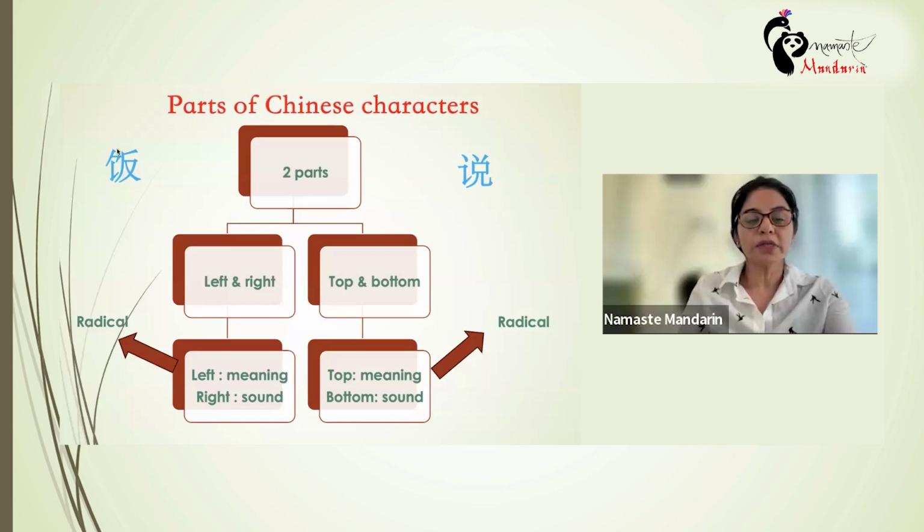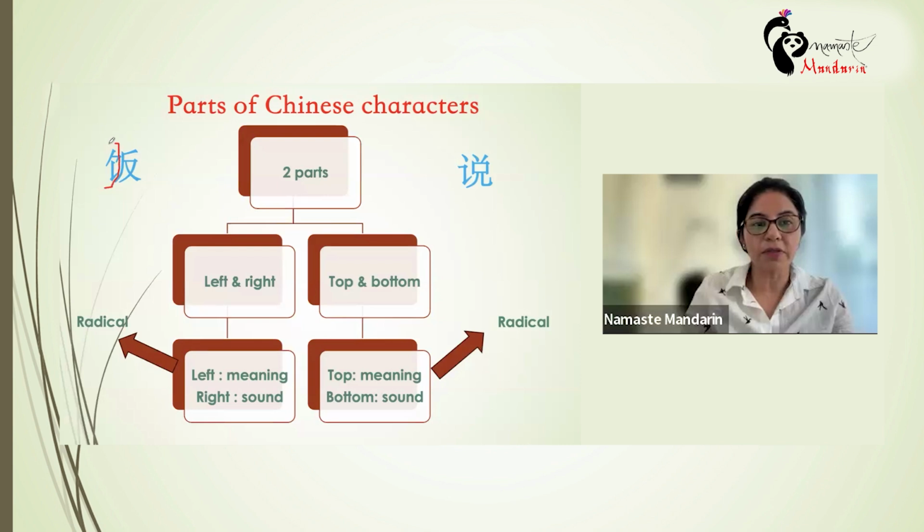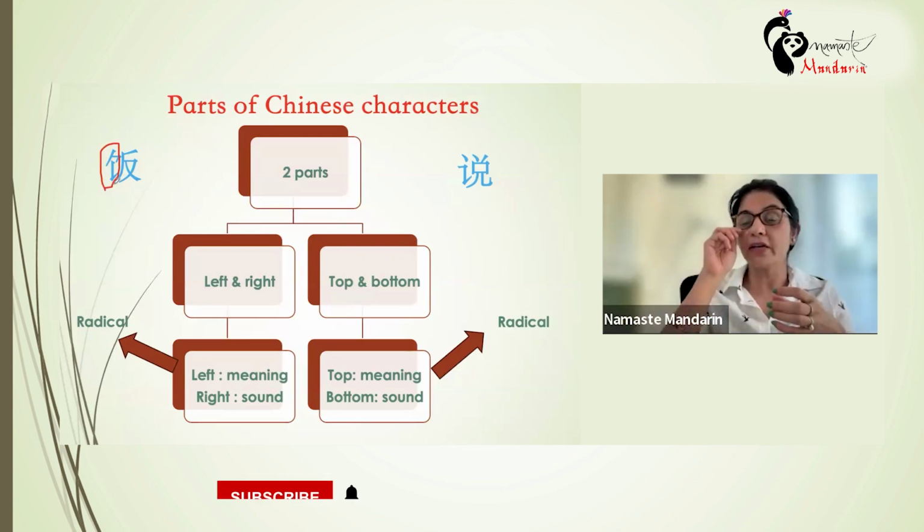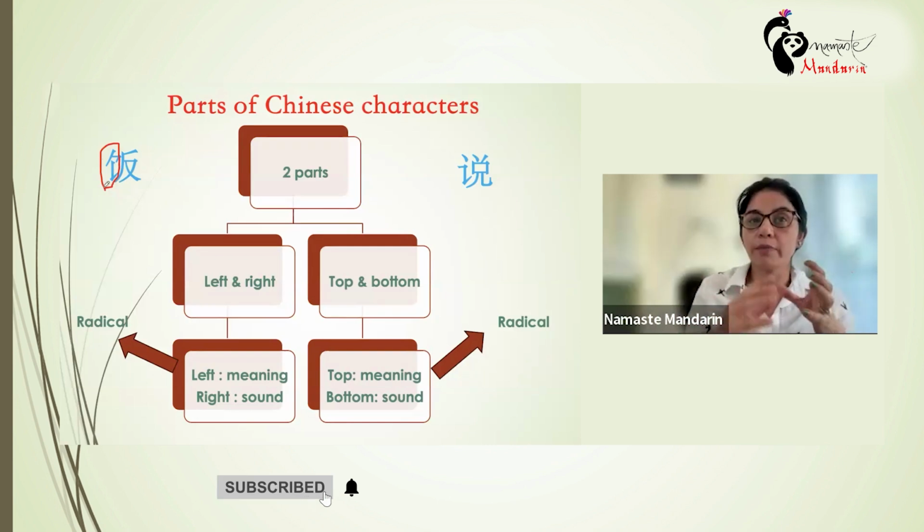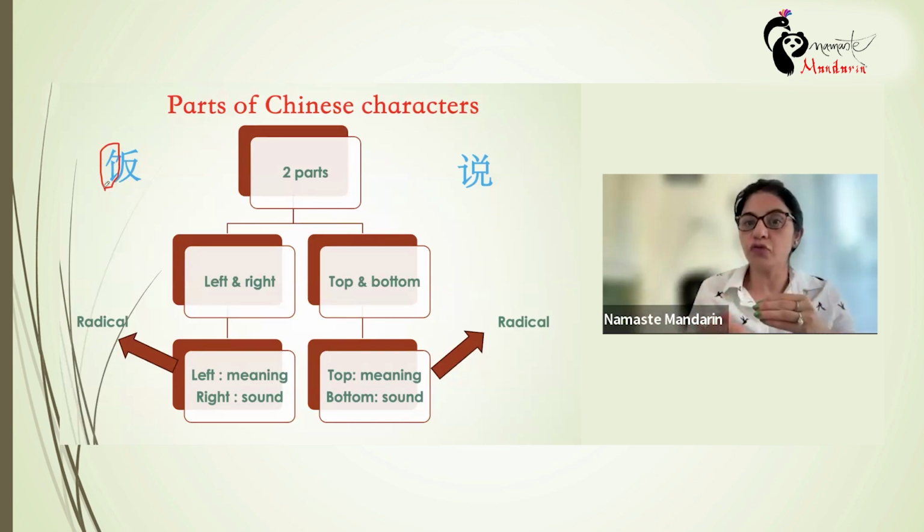Okay, now if you can see this one, this is the left part here. It's very difficult to separate, but this is the left part and this is the right part. Now this left part is a radical. It is a radical for food. So many of the things which are related to food will have this radical. And this part gives the pronunciation.